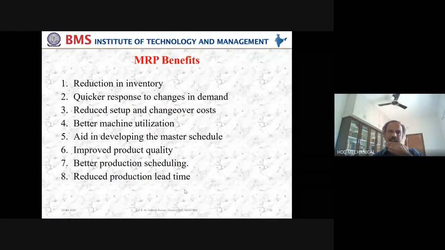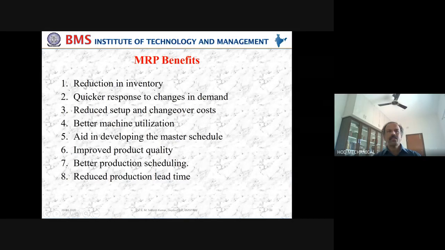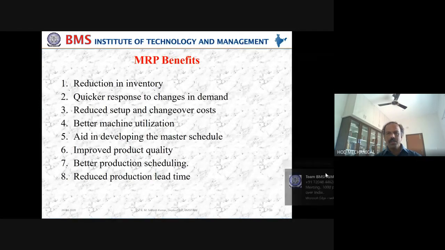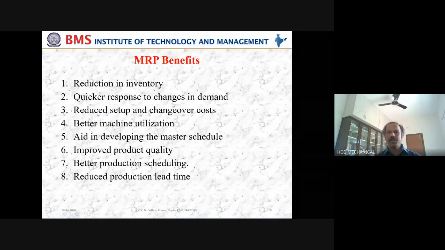Right. So MRP benefits. The very important thing is, what for are we doing MRP? It is for the reduction in inventory. We should make sure the requirement of MRP is for the purpose of reducing the inventory. So inventory has to be reduced. Then quicker response to changes in demand. Quicker response to changes in demand, that is what I have told.